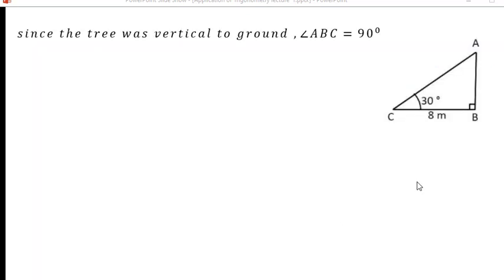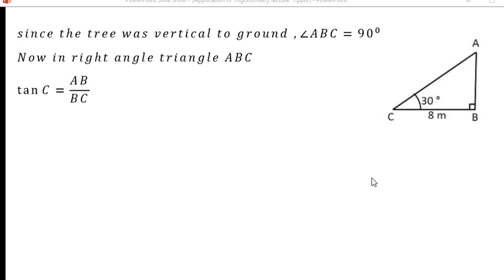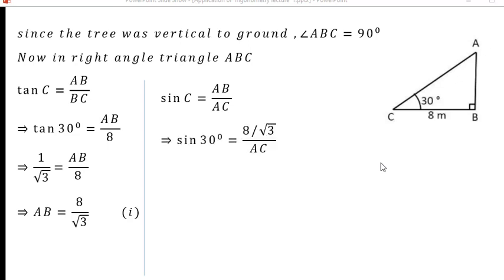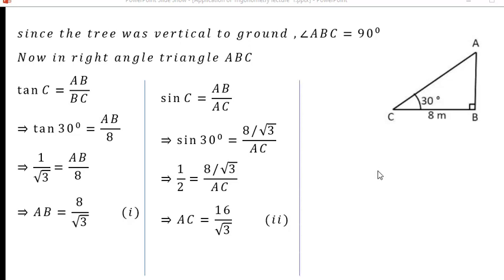So in this given triangle, when I apply tan of angle C, that is tan 30 degrees, I will get the value of AB. So I got the value of AB as 8 upon root 3. Now as I got the value of AB, I can use sine or cos, any of the ratios. So let us apply sine of angle C. Sine of angle C is AB upon AC. As I know the value of AB, I will get the value of AC. So the value of AC is 16 upon root 3.